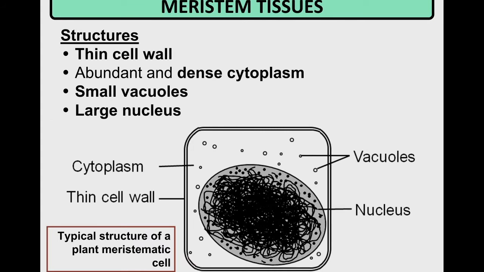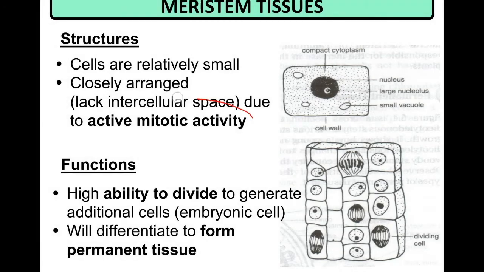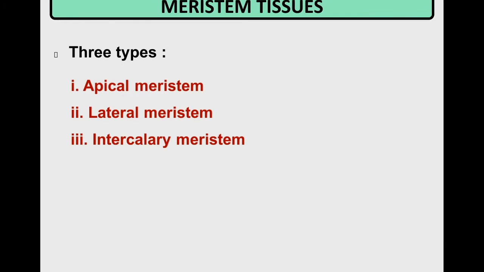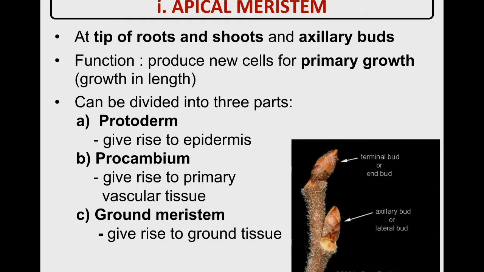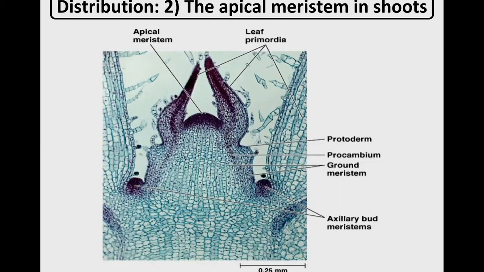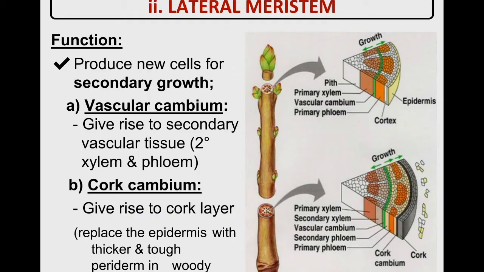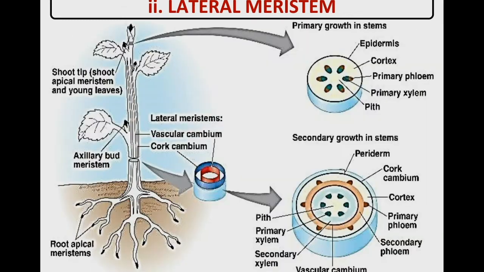So this is meristem tissue. With meristem tissue, we are really familiar with its ability to actively divide by mitosis. You may read it on your own. You have to know about this. Apical meristem, for example at the tip of root and shoots. Lateral meristem produces new cells for secondary growth. If the plant becomes large, it's caused by the lateral meristem.